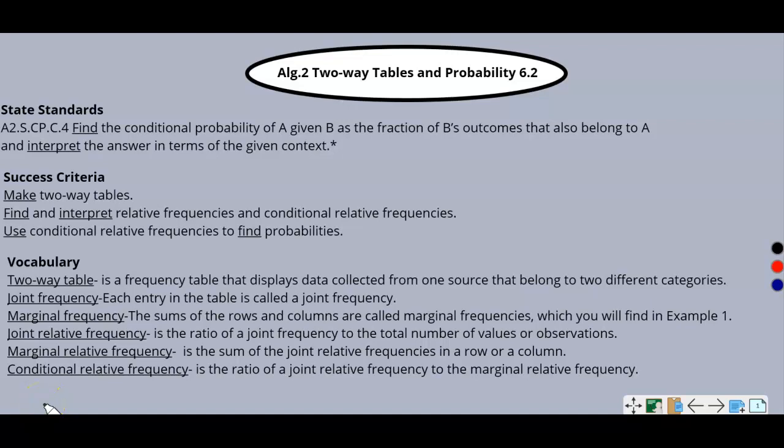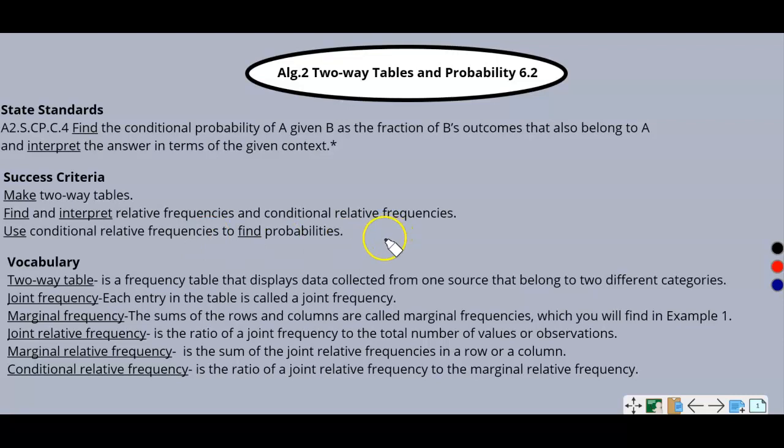Two-way tables and probability. All right, here's the state standard that goes along with this lesson and the success criteria. First, you need to be able to make two-way tables. You need to be able to find and interpret relative frequencies and conditional relative frequencies. Use conditional relative frequencies to find probabilities.